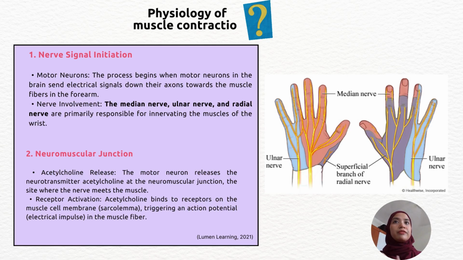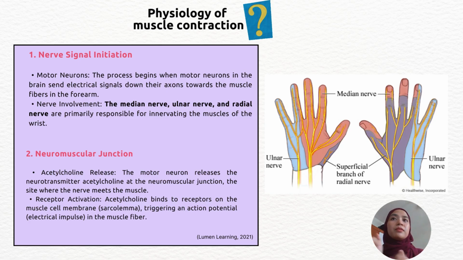Let's continue with the physiology of muscle contraction. In this part, we will look at how those muscles contract and work together to produce movement such as flexion and extension. Basically, there are several steps involved in the physiology of muscle contraction, which are nerve initiation, neuromuscular junction, muscle fiber activation, cross-bridge formation, muscle contraction, and lastly muscle relaxation, which I will explain one by one.